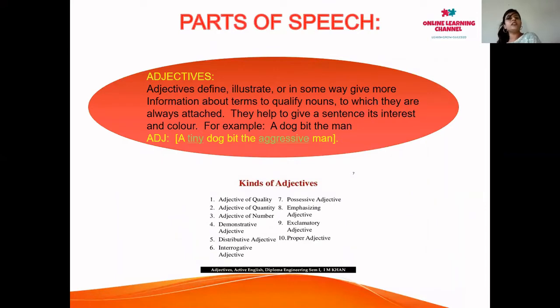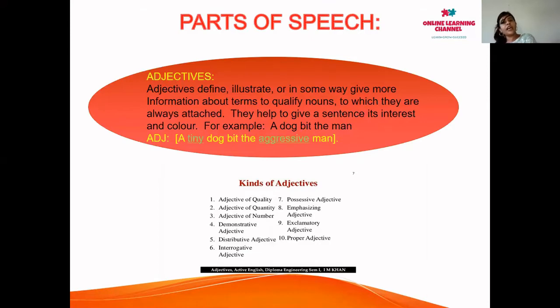Adjectives define or illustrate or in some way give more information about terms to qualify nouns, to which they are always attached. They help to give a sentence its interest and color. For example, a dog, but the man. Adjective, a tiny dog, but the aggressive man. Right, I've just used simple examples for you.